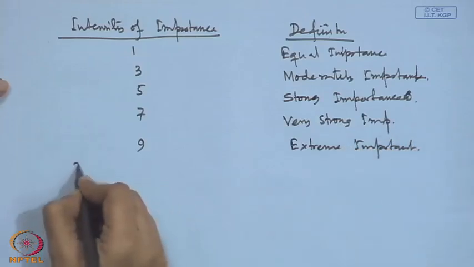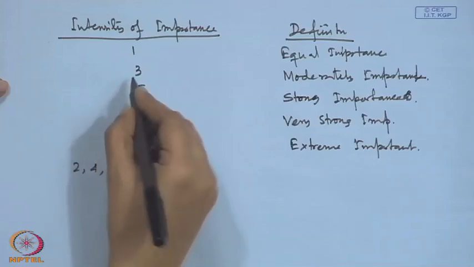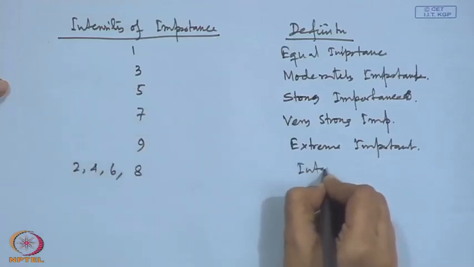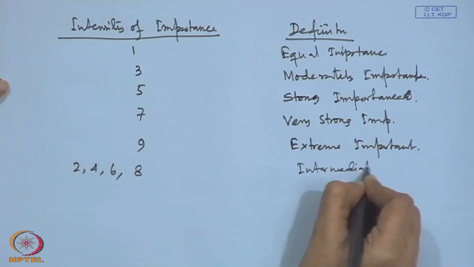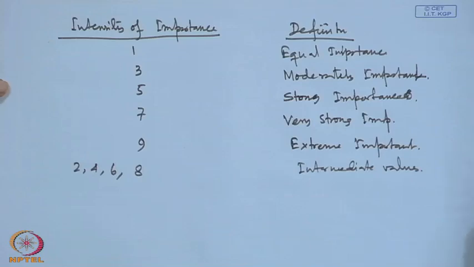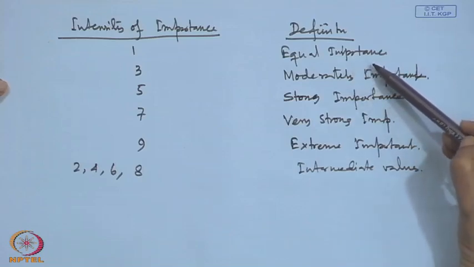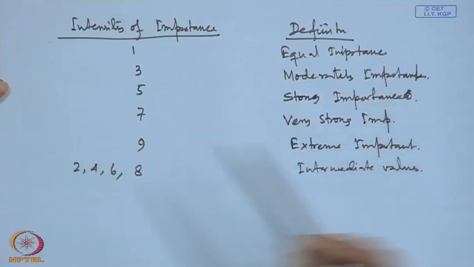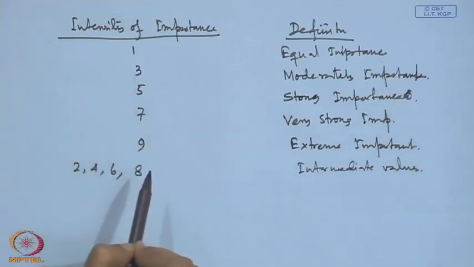alright, and the other values, say 2, 4, in between values 6, 8, these are all the intermediate values. That means, the compromise has to be taken. If it is 2, compromise has to be taken regarding whether it is equally important or moderately important. That is why the scale we have considered from 1 to 9.